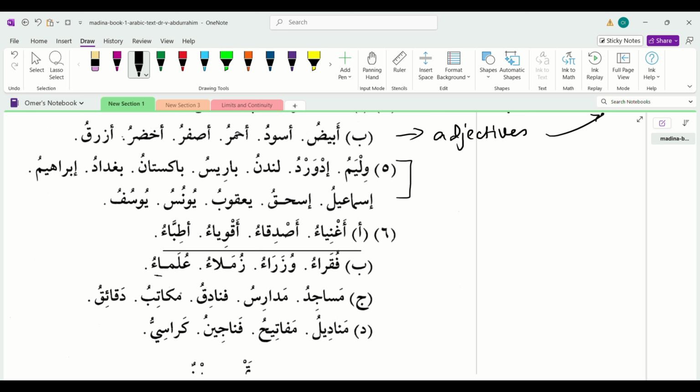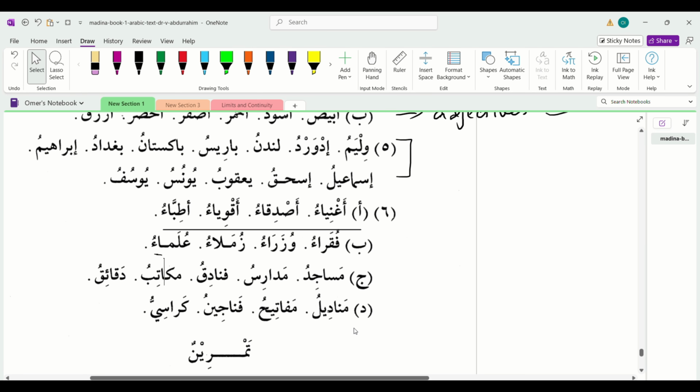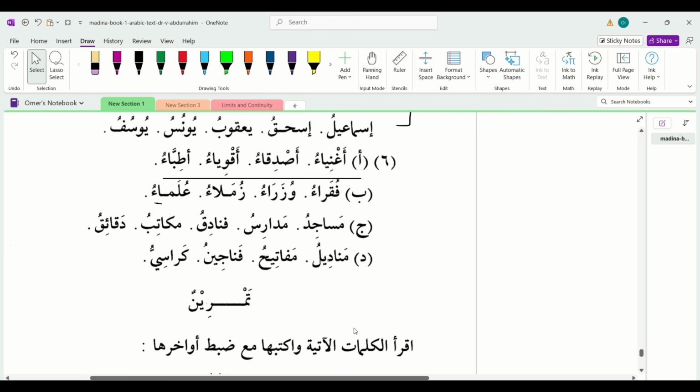And the third form is mafa'il. Masajidu, madarisu, fanadiku, makatibu, daqaiqu. Masajid means mosques, madaris means schools, fanadik means hotels, makatib means desks, daqaiq means minutes. And the last is the pattern of mafa'il, which is manadil, handkerchief, mafatih, which is keys, fanajin, which is teacups, and karasi, which is chairs.